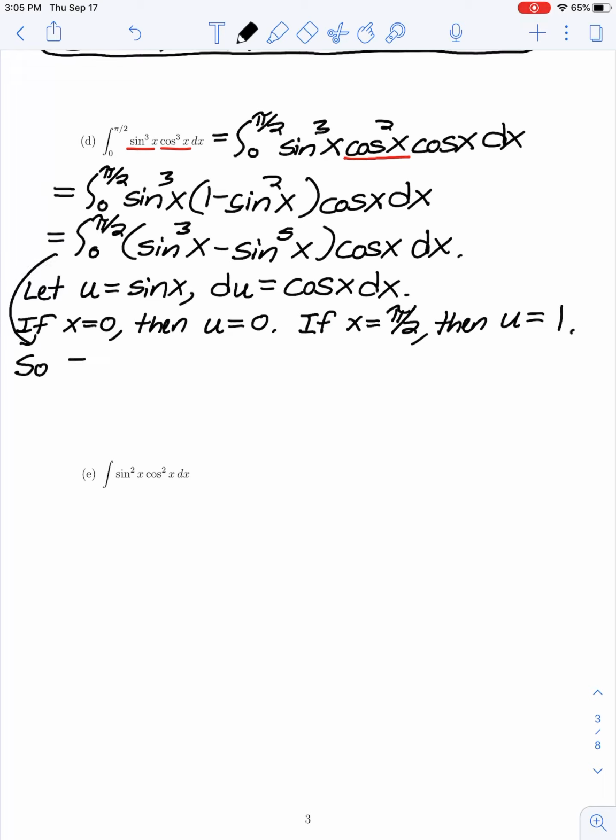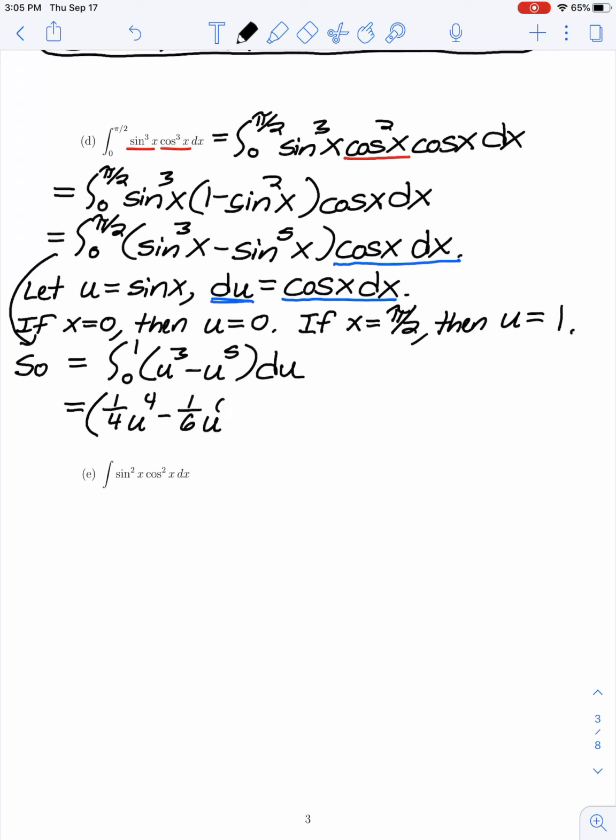So our integral, rewritten in terms of u, will be the integral from 0 to 1 of u cubed minus u to the 5th, and then our cosine of x dx on the end is equal to du. So integrating, we have 1/4 u to the 4th power minus 1/6 u to the 6th, and we're evaluating from u equals 0 to 1. Now, since we've already changed the limits of integration from x values to u values, I don't need to substitute sine x back in for this antiderivative. I just want to plug in the indicated values for u.